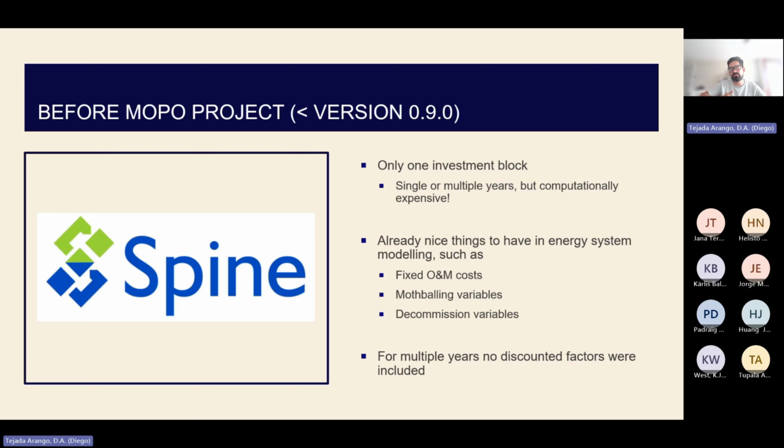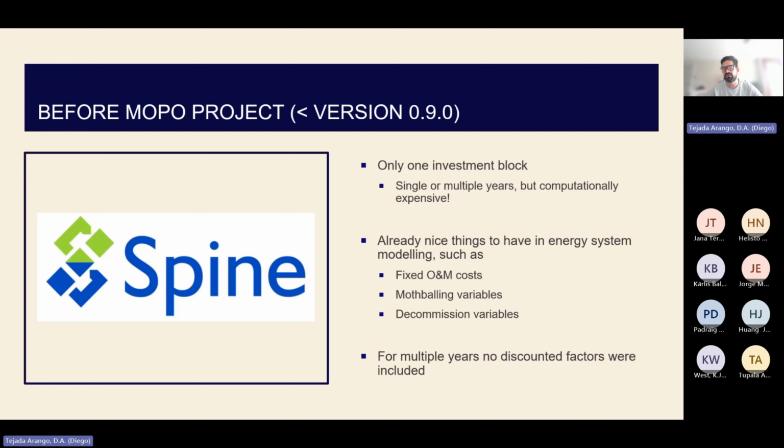So for example, if you wanted an investment block of 10 years and a yearly duration, then it meant that there were 10 consecutive years that you needed to solve, both in investment and in operation. So if you wanted to model, let's say, until the year 2050, that implied that you needed to make some assumptions, especially in the operation part. So it was possible to do multi-year investment, but at that time it was really computationally expensive.